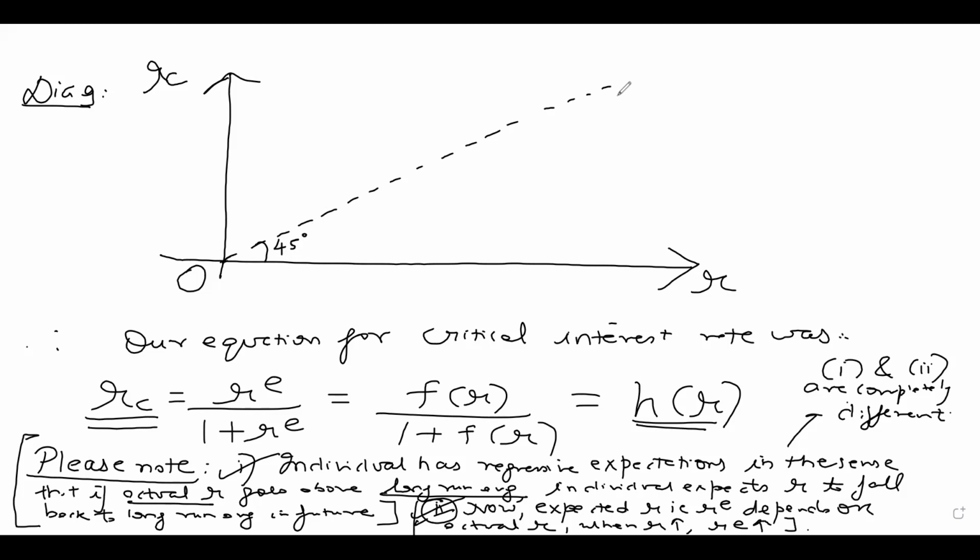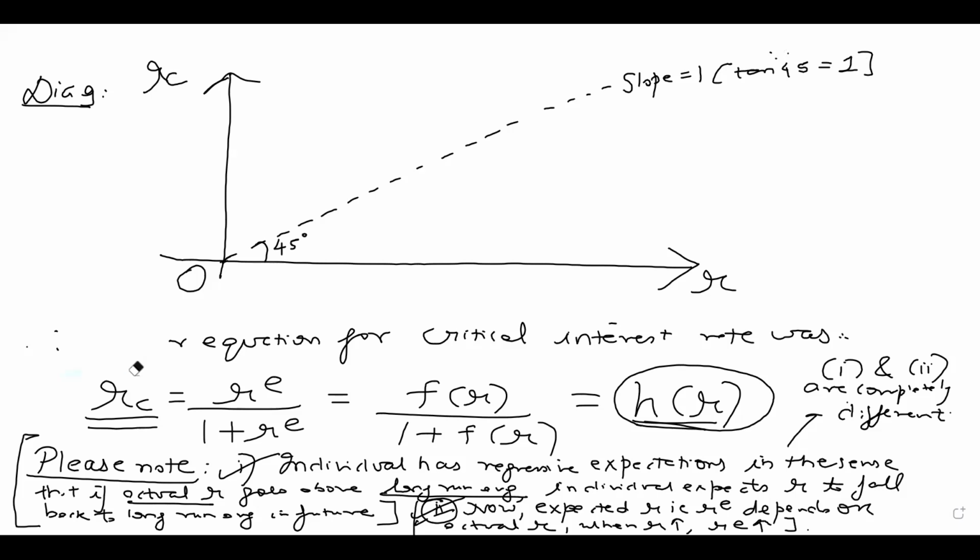Now, let us see that H of R, will it have a slope more than 1, less than 1, or equal to 1? Because a 45-degree line always has a slope exactly equal to 1, right? Because tan 45 is 1. Slope is nothing but tan theta. The angle here is 45, so tan 45 is 1. But what will be the slope of H of R, given the assumptions we have made? So can we quickly differentiate H of R to find the slope?